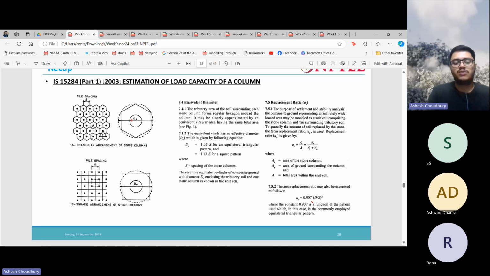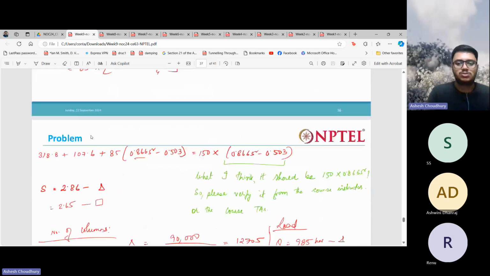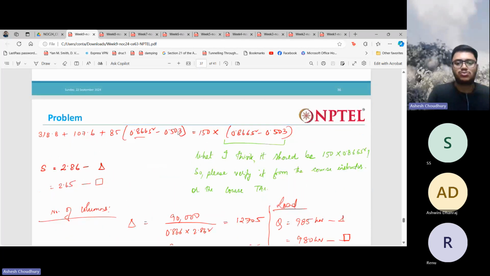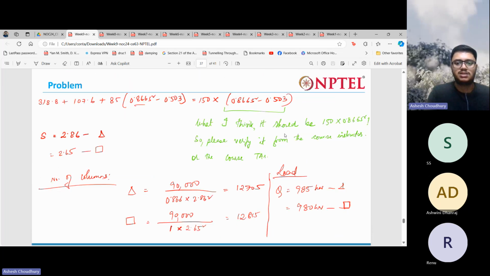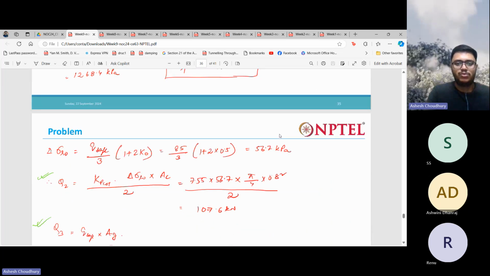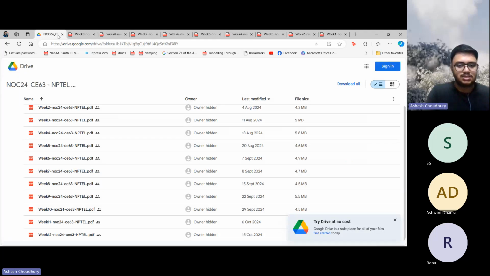Everything is given in IS 15284. You can go through it. Then we solved one problem. I told you to ask this from the course instructor, and I hope you have asked. All the notes I had given, I asked you to verify from the course instructor. All these green things that I've written here, I'm not going to repeat again and again. So this was all. Then let us see the 10th.